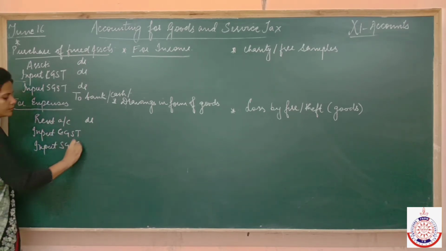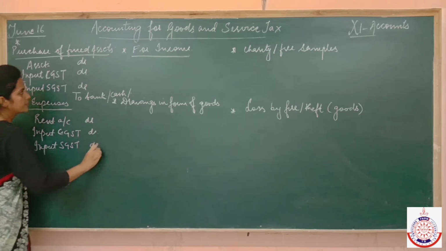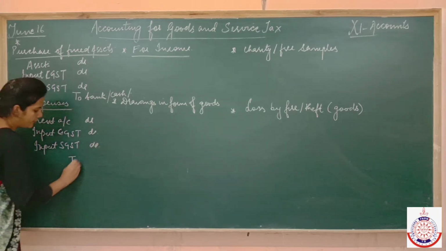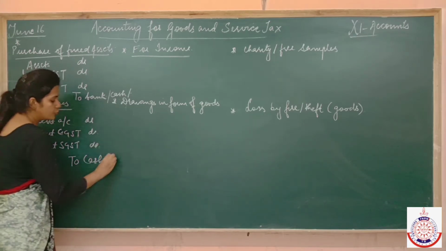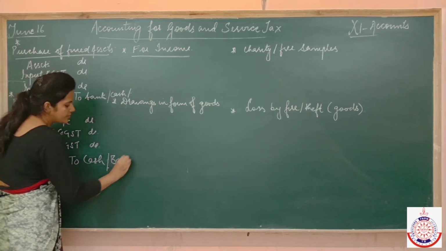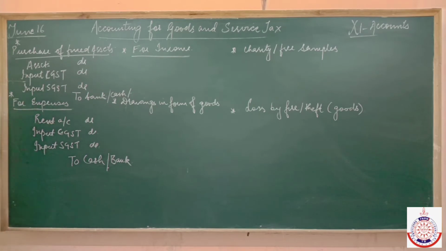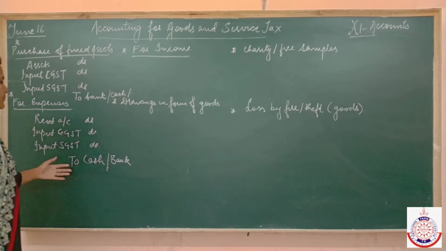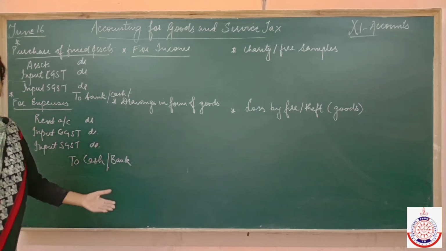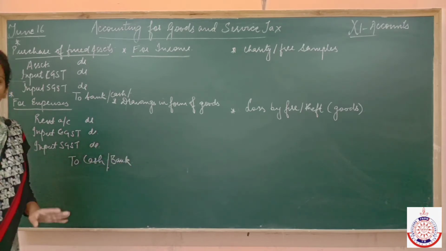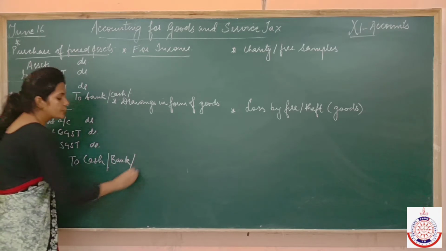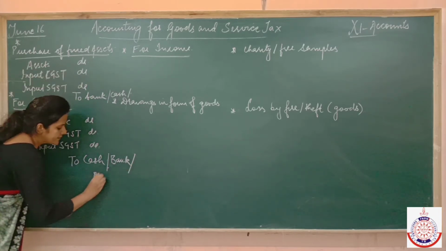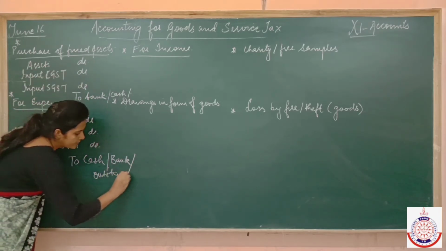input SGST, debited to. If rent is paid in cash, then cash. If rent is paid through check, then write bank. Got it? And if rent is outstanding, then write to outstanding rent also. It means on outstanding expenses also we have to charge GST.